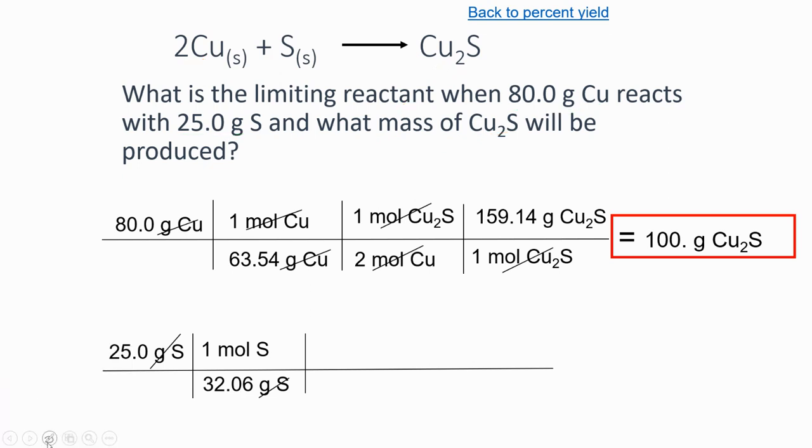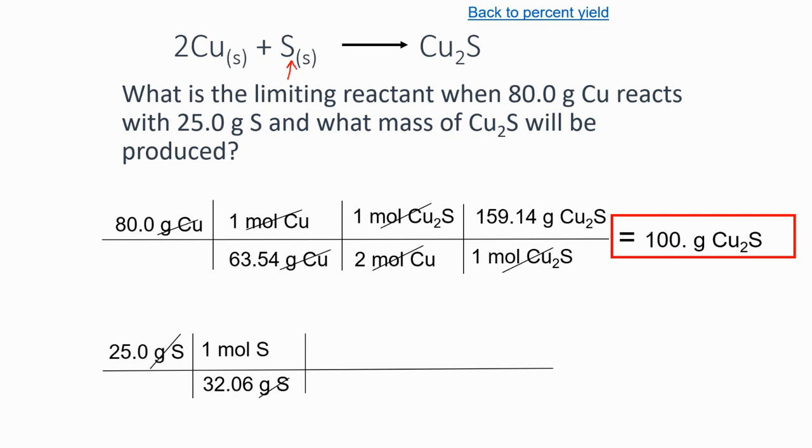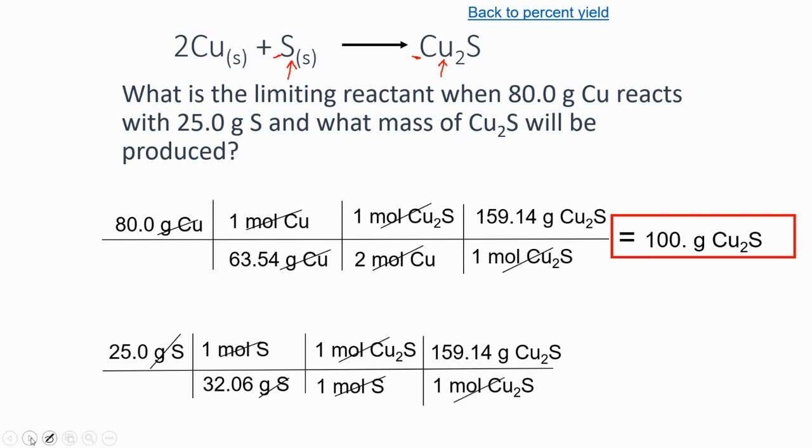This time we're using sulfur. So our given substance is sulfur. Our goal substance is the copper 1 sulfide. For every 1 mole of sulfur, I make 1 mole of copper 1 sulfide. So plug that in. My moles of sulfur cancel. And then just like before, we want to use the molar mass of the copper 1 sulfide to convert to grams. So we see that we could make 124 grams from the sulfur.